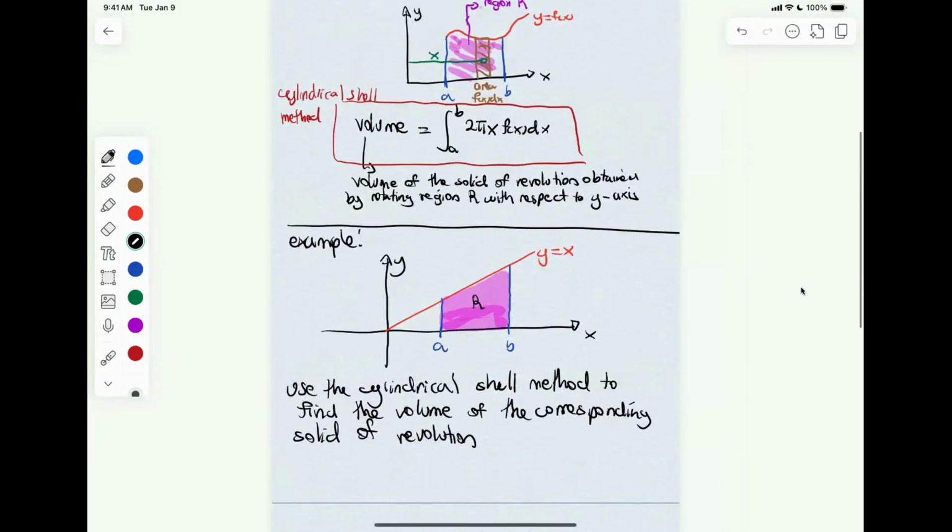So I'll give you a second to copy this, because again, I need to show you what the solid of revolution looks like, but that's easier on an animation. So I'll show you the animation.